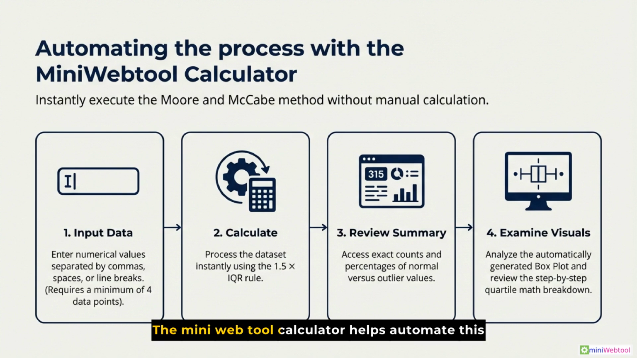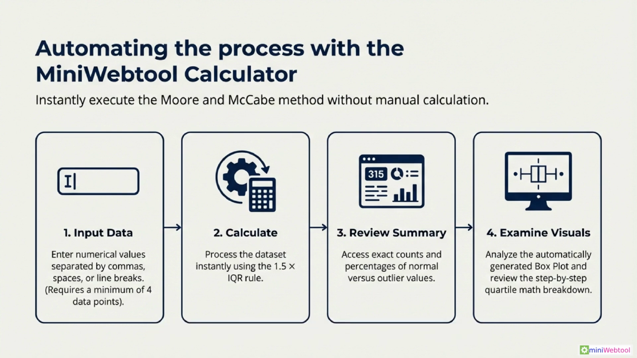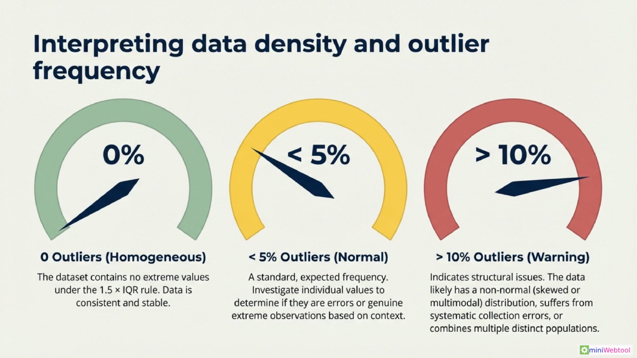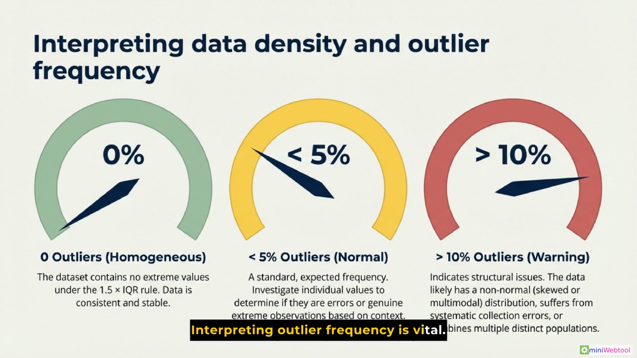The MiniWebtool calculator helps automate this process. You input the data. The tool calculates the results using the 1.5 times IQR rule and then provides a summary and visual box plot. Interpreting outlier frequency is vital.